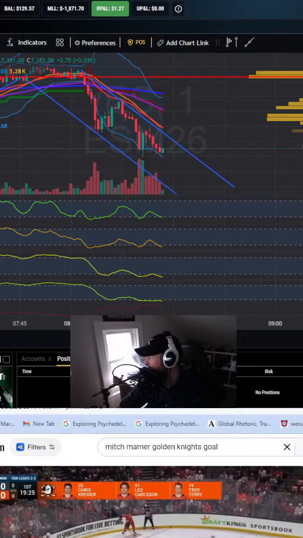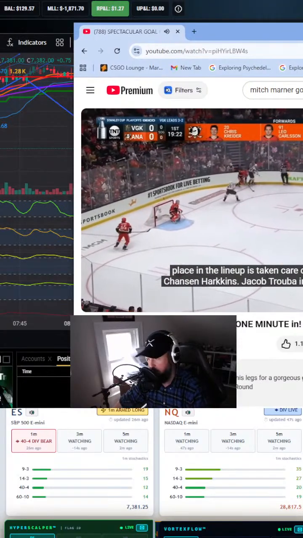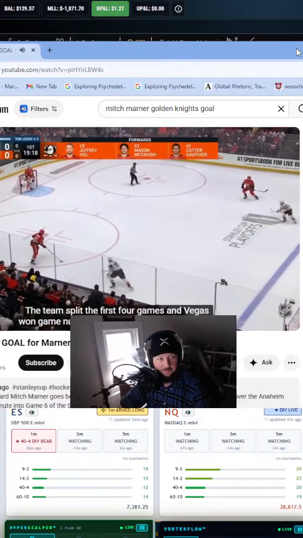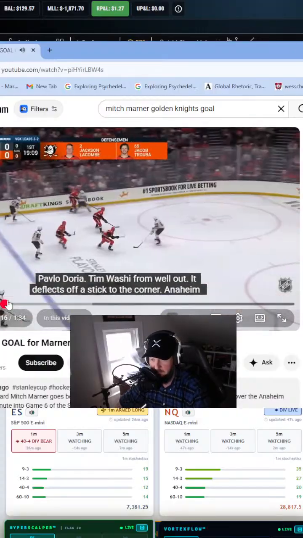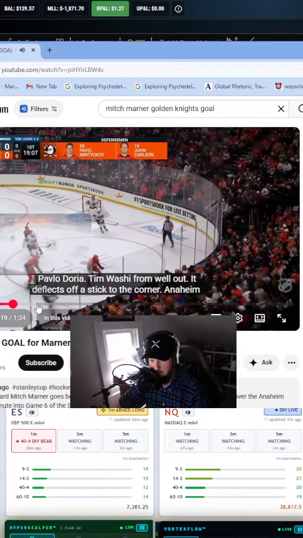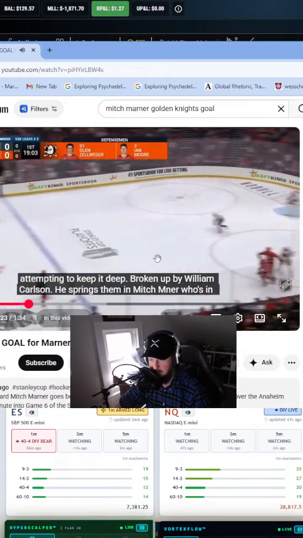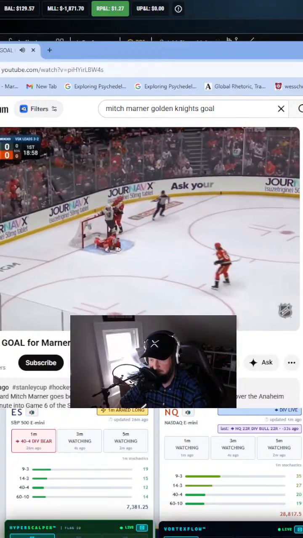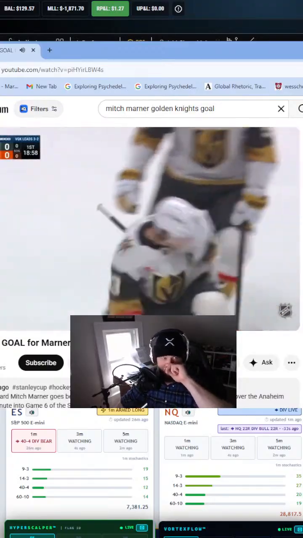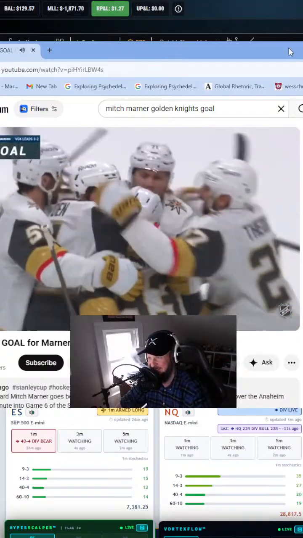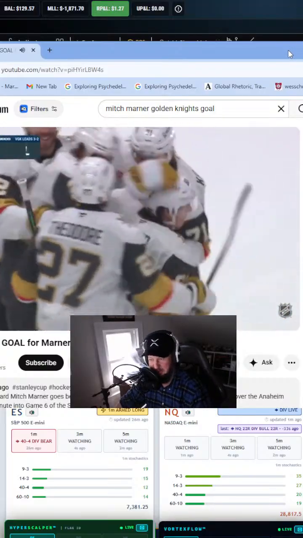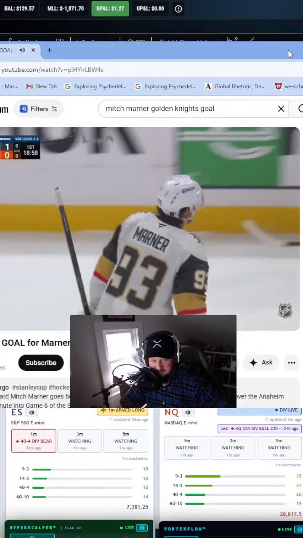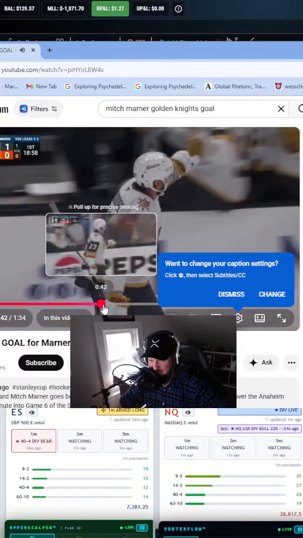Wide place in the lineup is taken care of tonight by Jansen Harkins. Jacob Trouba in control of it. The team split the first 4 games. Tim Washy from well out, it deflects off a stick. Marner, who's in by William Karlsson. He springs a man. Mitch Marner, who's in, and he stuffs it home. Mitchell Marner. It's just so nasty. It's a stretch pass from Wild. William Karlsson put it right on the money. In Game 6, Vegas off and running.